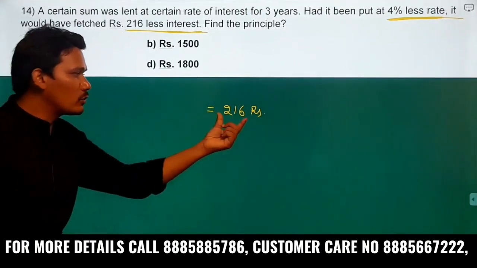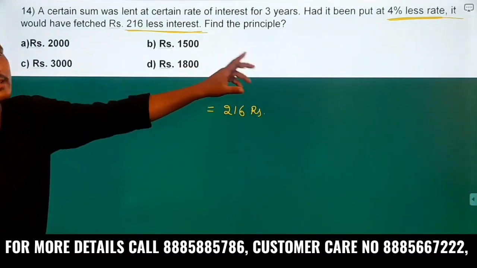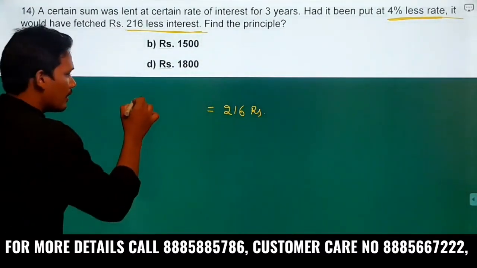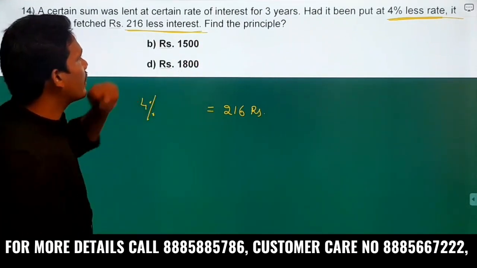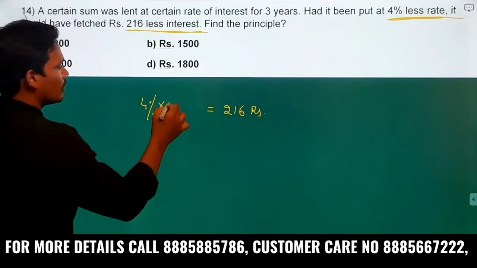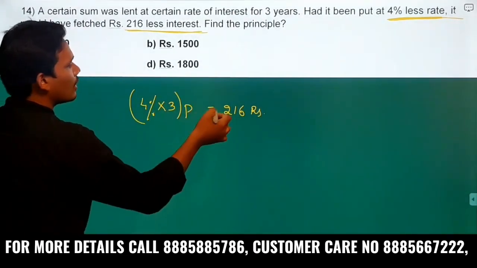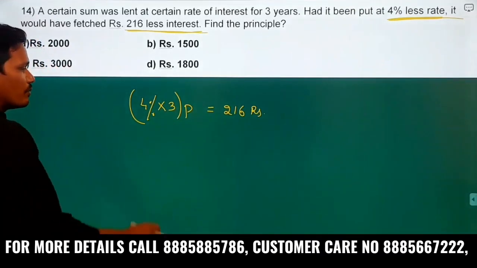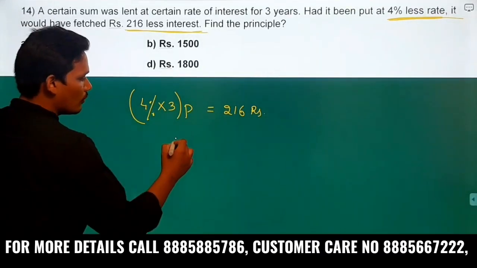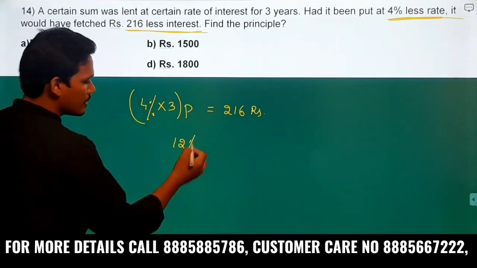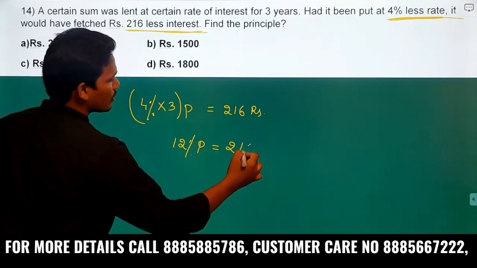So why are we getting 216 rupees less? Because we are decreasing the rate of interest by 4%. Every year you are decreasing 4%. But what is the time here? It is 3 years. 4% into 3 on principal, that value equals 216. Means every year you are decreasing 4%; for 3 years it will become how much? 12%. Overall you are decreasing 12% value on principal, that value equals 216 rupees.